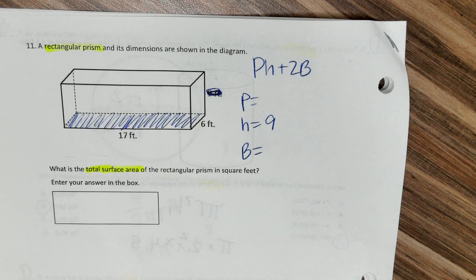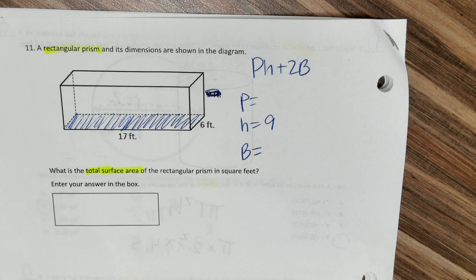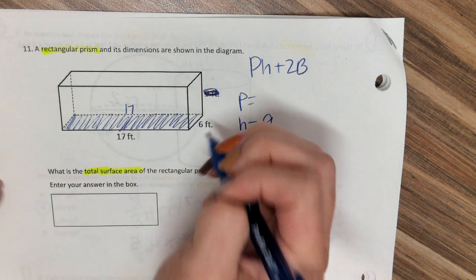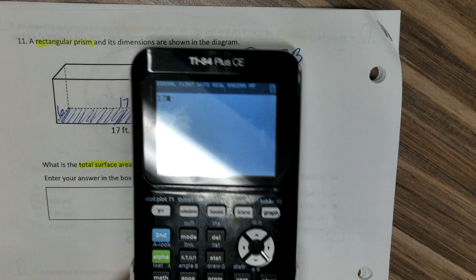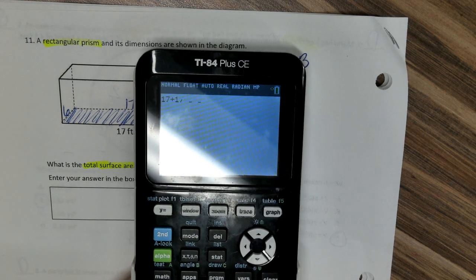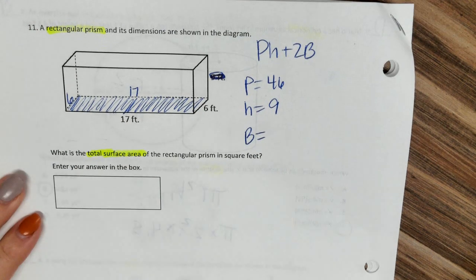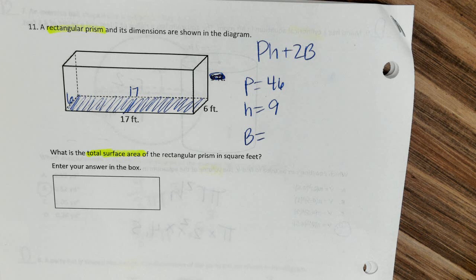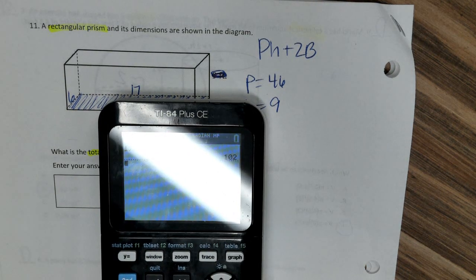How do you find P, perimeter of the base? How many sides does this rectangular base have? So 17 plus 17 plus 6 plus 6. 17 plus 17 plus 6 plus 6 is 46. How do you find big B, area of that rectangle base? Length times width. So 17 times 6 is 102.